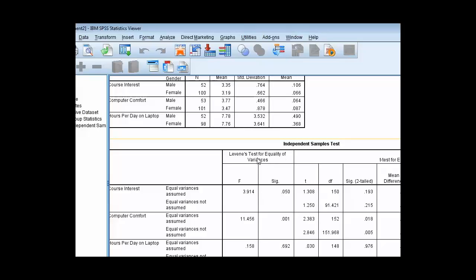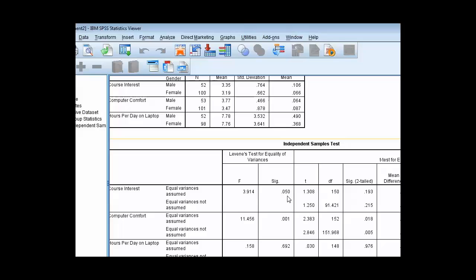Well, the first thing we want to look at is Levene's test for equality of variances. Variance is another word, well, it's an indication of standard deviation. In fact, it's standard deviation squared. And so let's take a look here. It's asking, is this sample the same kind of spread as this sample? Well, according to this, course interest, it's saying it's 0.05. Well, that's around the mark or right on the mark.